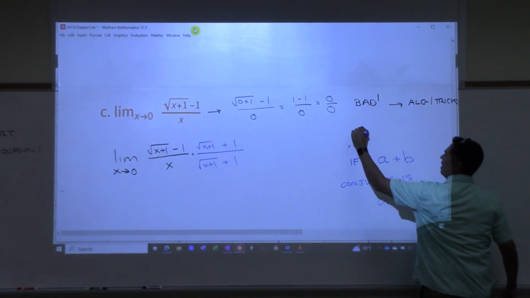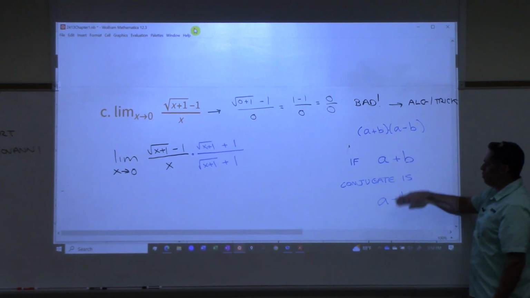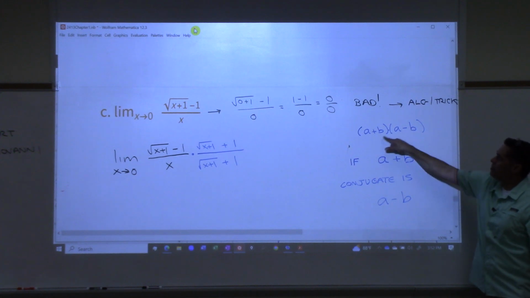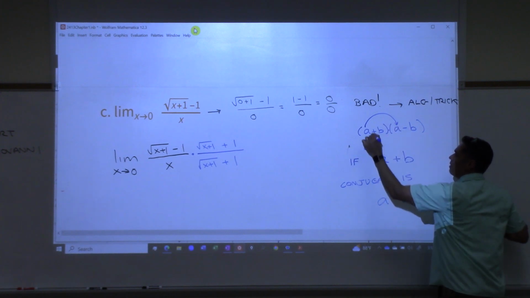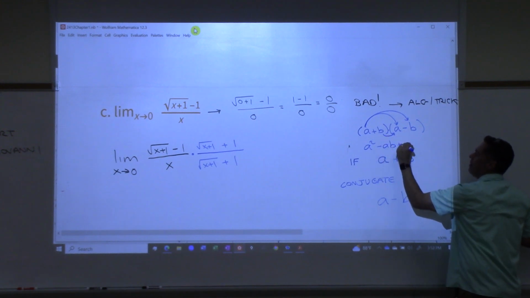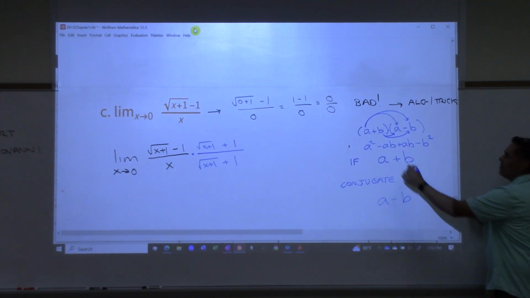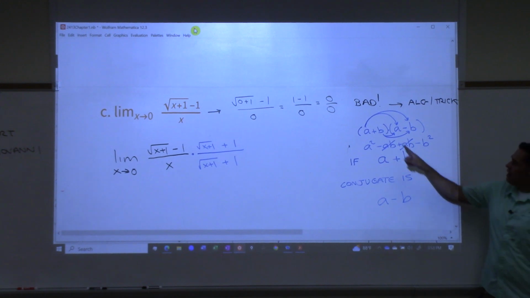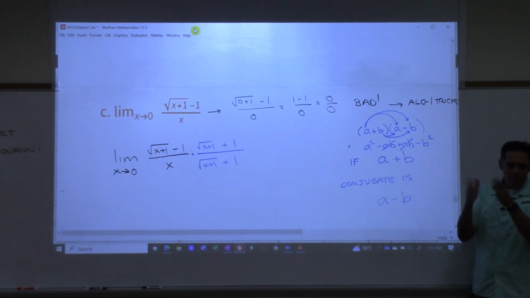If I take something, a plus b, and I multiply it by its conjugate, let's see what happens. What happens here? You get a squared. What happens here? Negative ab. What happens here? Positive ab. And finally, minus b squared. What happens in the middle? It cancels. So when you take something and multiply it by its conjugate, you get that thing squared, minus the b thing squared, and all the middle stuff goes away. That's the beauty of the conjugate.